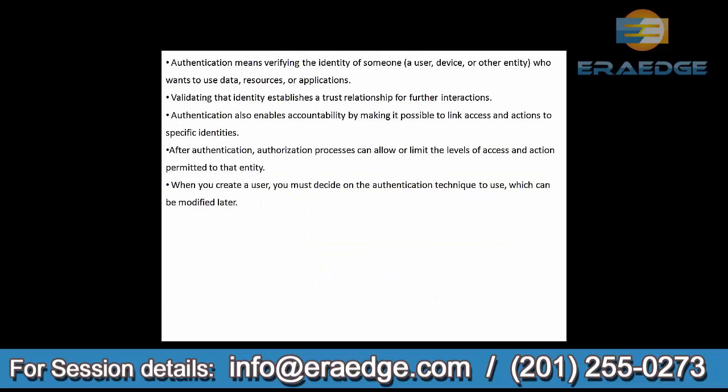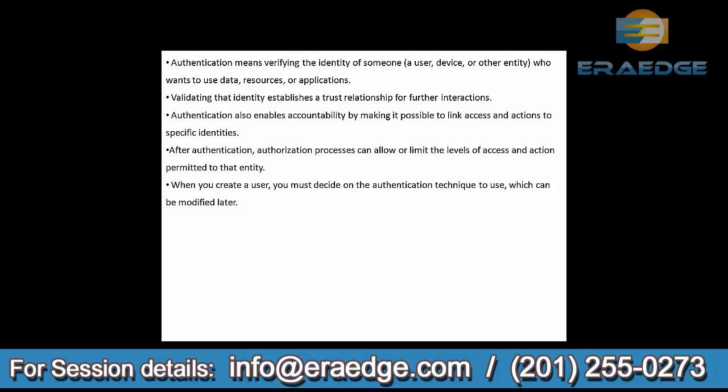So basically, authentication means verifying the identity of someone, a user, a device, or an entity who wants to use data, resources or applications. Even when you connect to your database through an application, there is an authentication method, right? Even the application has to authenticate itself before accessing data in your database. To validate the identity establishes a trust relationship for further interaction. Authentication also enables accountability by making it possible to link access and actions to the specific identity. So you can audit basically what that particular user has done in your database, what kind of actions he has performed.